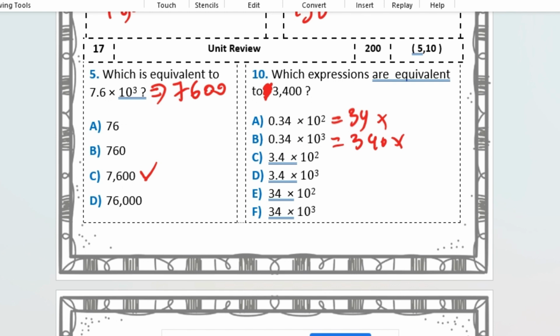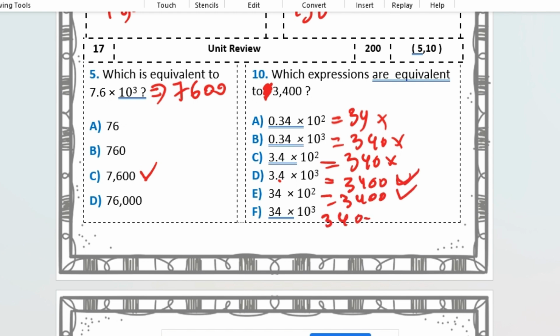Here we move it 2 units. This will be 340, which is also incorrect. Here we move it 3 units to the right. So this will be 3,400, which means that this is correct. Here we put 2 zeros, so it's 3,400. So this is also correct. And here it's 43,000, which is incorrect. So only D and E are correct.